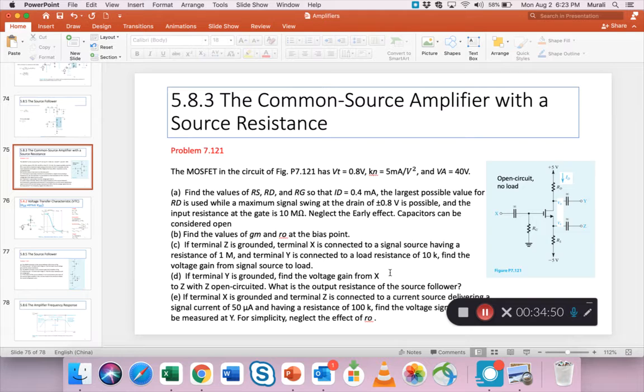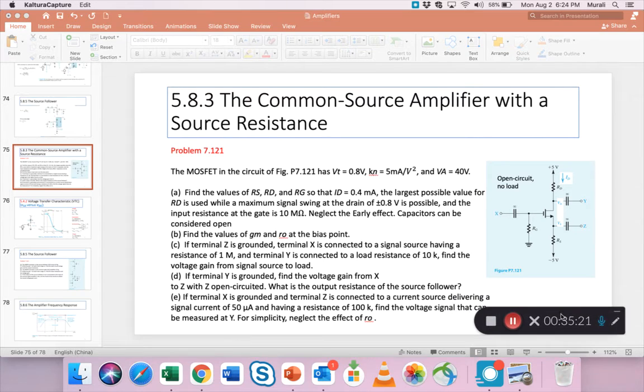Similarly, if terminal Y is grounded in part D, then find the voltage gain from X to Z with Z open circuit. So Y is grounded, Z is open. What is the output resistance of the source follower? Then it becomes a source follower or a common drain circuit.